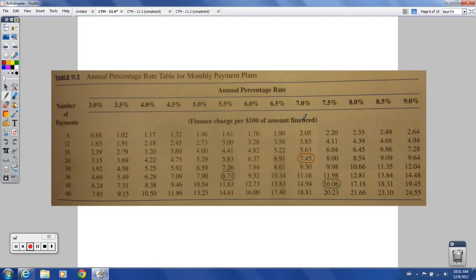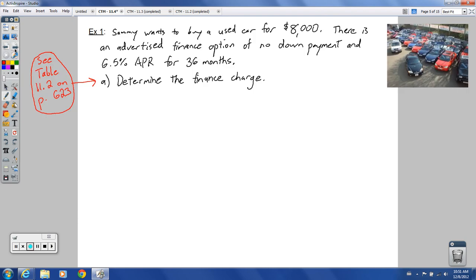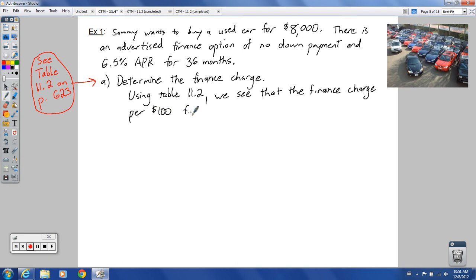So I've got the table copied and pasted here. This is our APR table, so annual percentage rate table. And number of payments, these are our number of installments, you could say. So let's write some background information down. So determine the finance charge. Using table 11.2, we see that the finance charge per $100 financed is, and so let's check out that table.